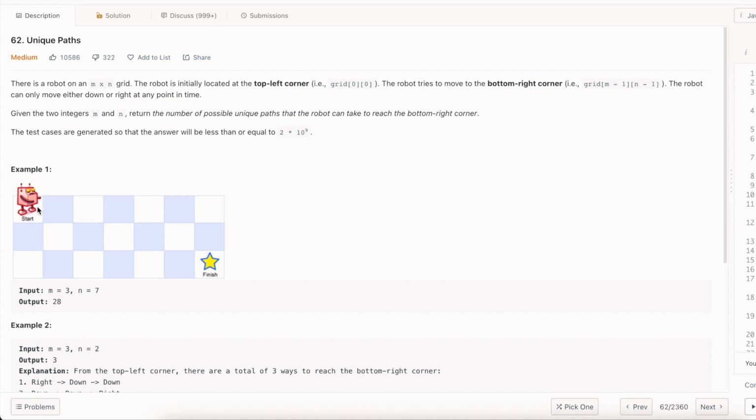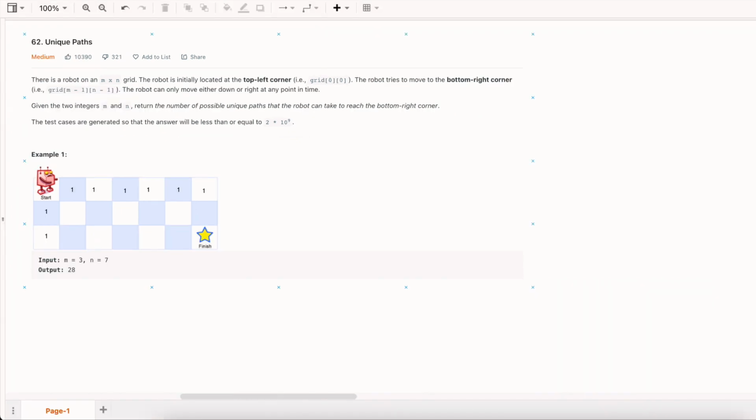This robot wants to go to the finish position, and it can take only two types of steps. Either it can go down, or it can go towards its right. So we have to find how many ways this robot can reach the finish position. The question is clear, right, folks? So let's directly jump in and see how we can approach this.